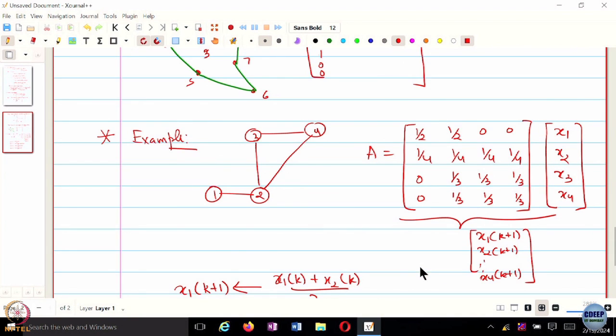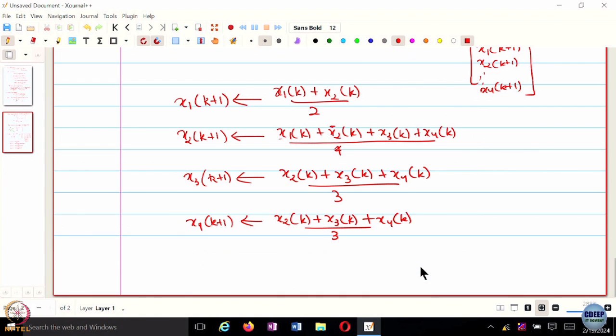Okay. Now, if I look at this particular matrix, this is definitely row stochastic, right? But this is not column stochastic. And that's why we saw that when we ran this consensus algorithm, which is x_{k+1} = A x_k, it converged to the common consensus value, but it did not converge to the average consensus value that we wanted it to converge to, right? And for that, we had a different choice of A.